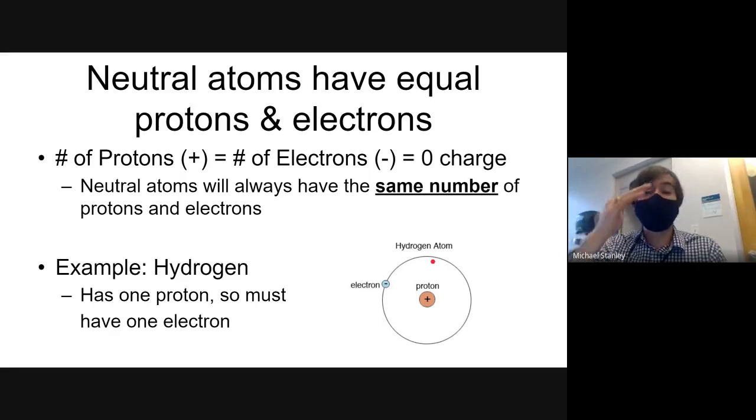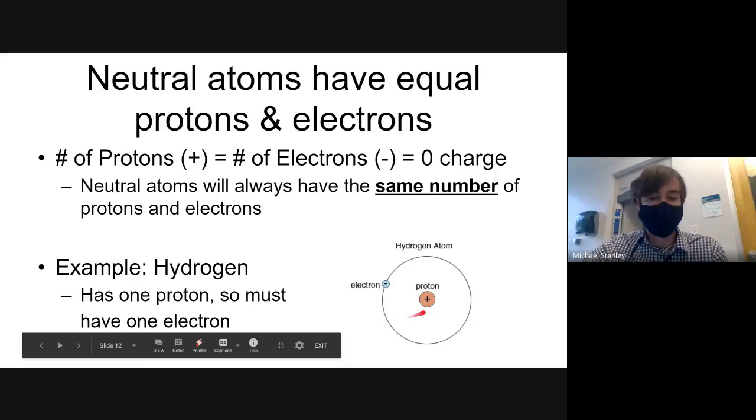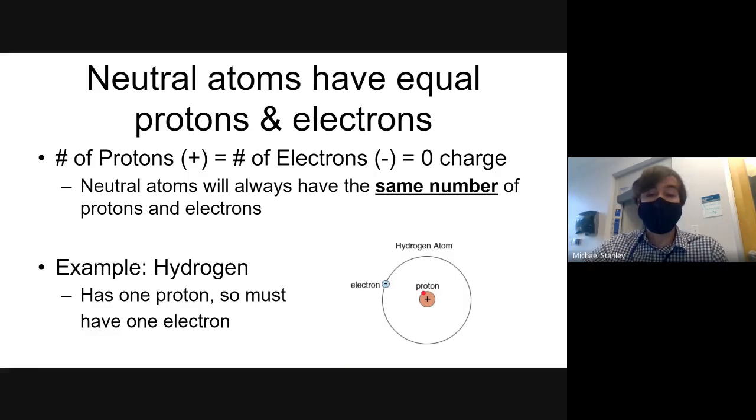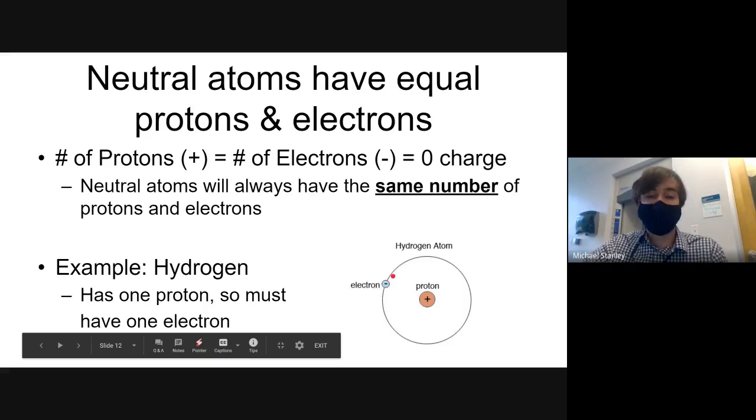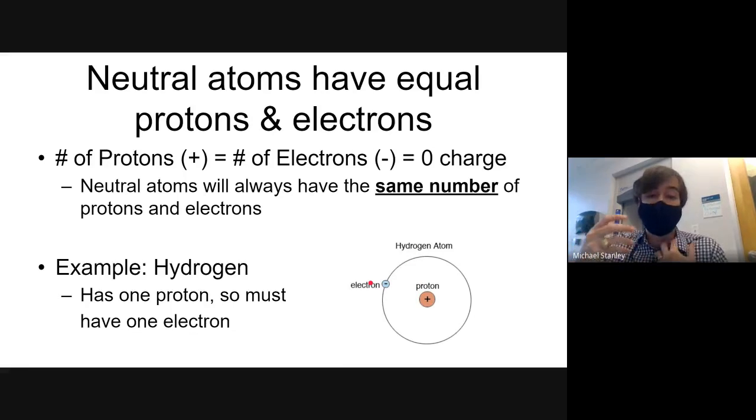So for our most basic atom down here, hydrogen, hydrogen is the very first element on the periodic table. It's way up in the top left corner. It has an atomic number of 1, which means that hydrogen has 1 proton. So if hydrogen has 1 proton, that means that it has to have 1 electron. So 1 proton and 1 electron in hydrogen, because the protons and the electrons have to be equal. They have to be the same.